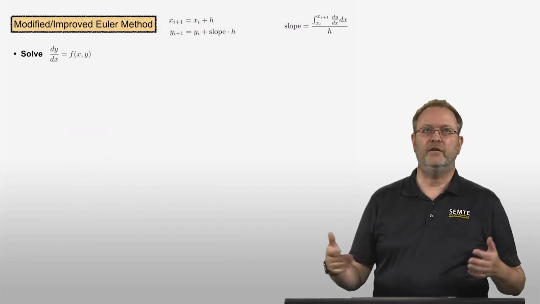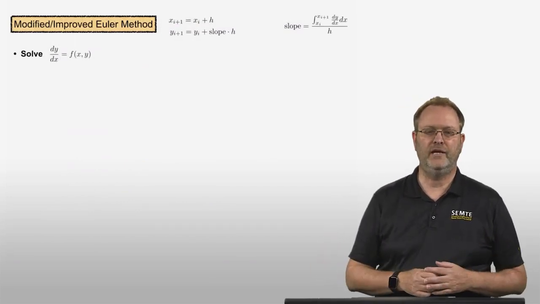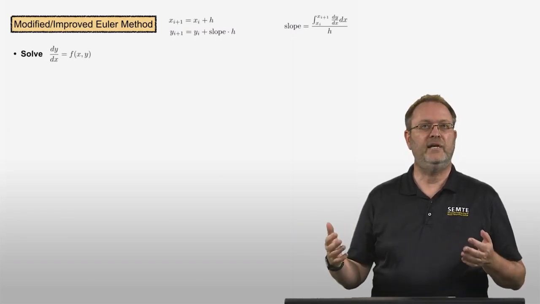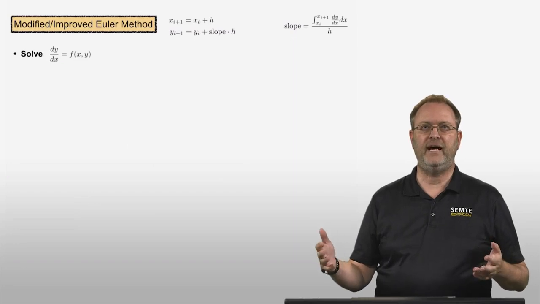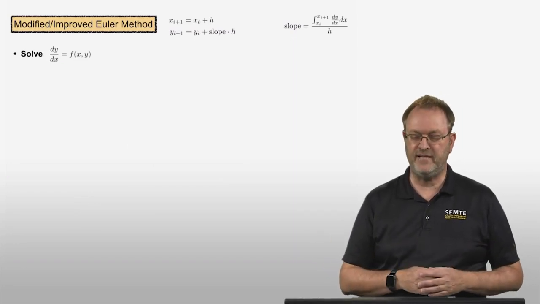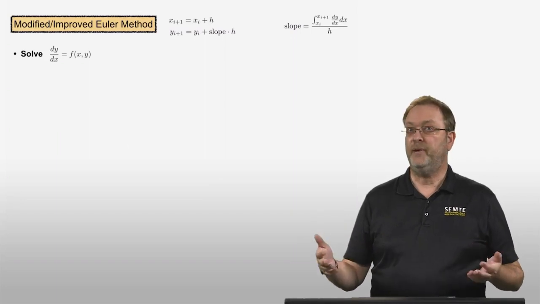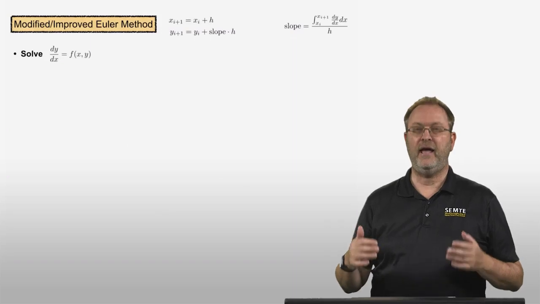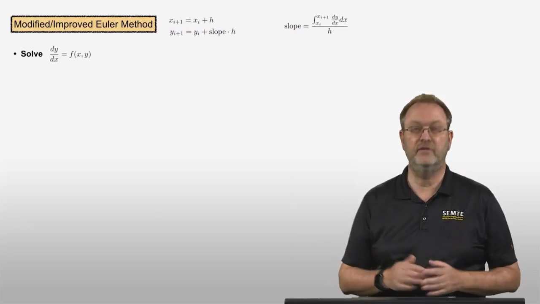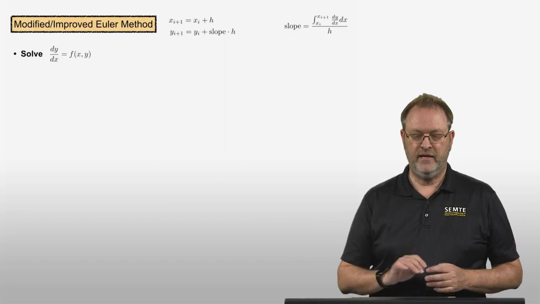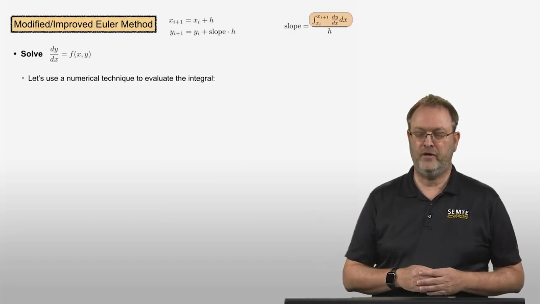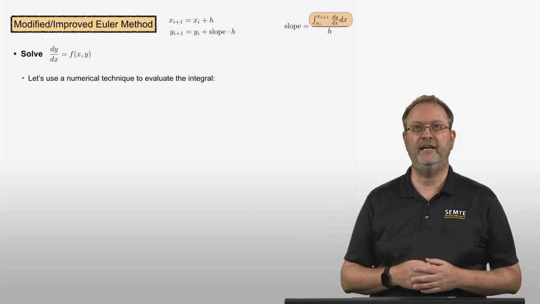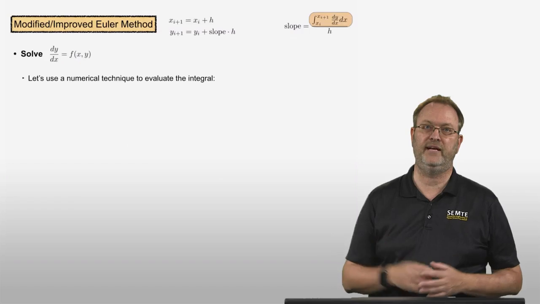Now, as a reminder, we're trying to solve a single first-order ODE, and shown here is the general solution procedure in that we update our independent variable x_i to x_{i+1} by adding the step size h. And we update our dependent variable y_i to y_{i+1} by adding an average slope times the step size h. And the key is how to calculate this average slope, because it has in its definition the integral of the slope dy/dx over the interval from x_i to x_{i+1}.